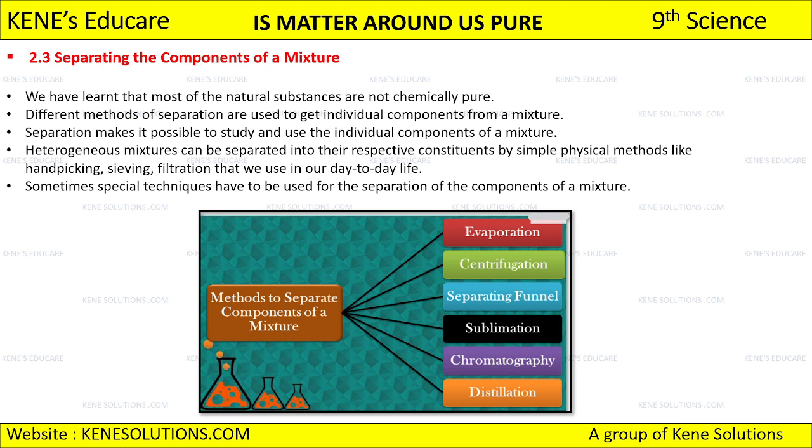I hope everyone is writing the methods which have been used to separate the components of a mixture, right? And there are certain methods given on top as well, like heterogeneous mixtures can be separated into their respective constituents by some of the physical methods, right? And those physical methods include the hand picking method, sieving method, filtration method, which we make use of in our day-to-day life. So I just want you all to please write that and all the methods which have been given over here, because we are going to study each and every method, how exactly they are performed. Okay.